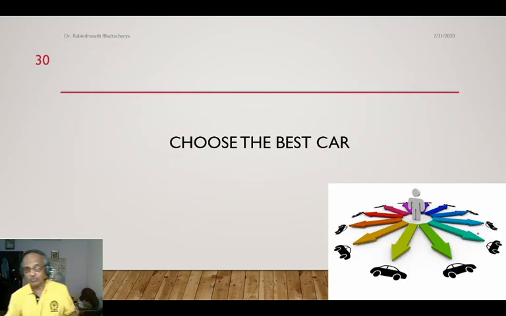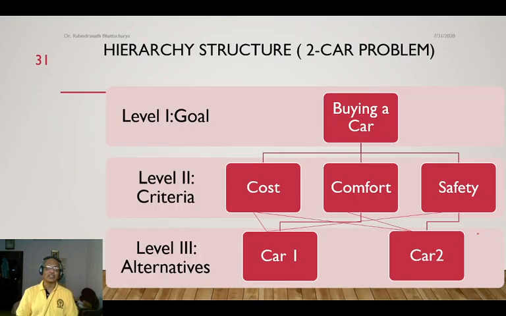Suppose you have gone to a dealer to purchase a car. Now you are totally confused and you don't know how to purchase it. So what should you do? You should take the help of AHP. Level 1, what is the goal? Buying a car. Level 2, cost, comfort and safety. And level 3, you have the alternatives, car 1 and car 2, maybe Mazda or some other car.